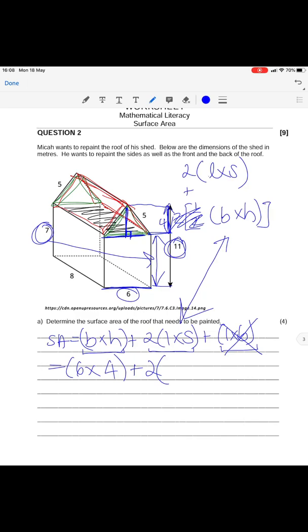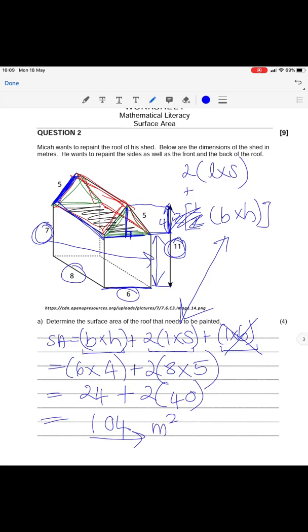Your length of your rectangle is going to be this 8 meters over here that you've been given. And the side of your rectangle, what we would usually call breadth, has been given to us as 5 meters. So we then have 24 meters squared plus 2 times by 40. We therefore have a total of 104 meters squared is how much surface area needs to be painted.